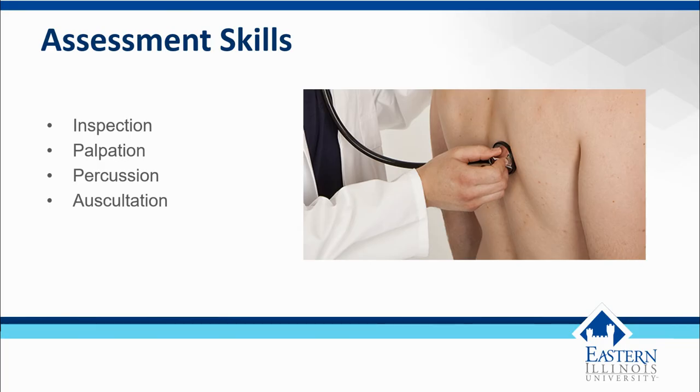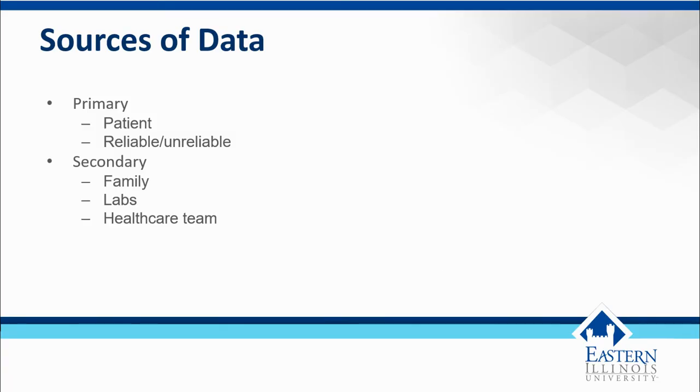Different assessment skills. I'm going to go out on a limb and guess that you guys have talked about these with Ms. Roberts in assessment. But inspection is obviously visual. Palpation is touch. Percussion is when we strike the body surface with one or both hands. And auscultation is listening with a stethoscope. We'll get more in depth on those when we're in class, and I can see you, and we can talk a little bit closer about those.